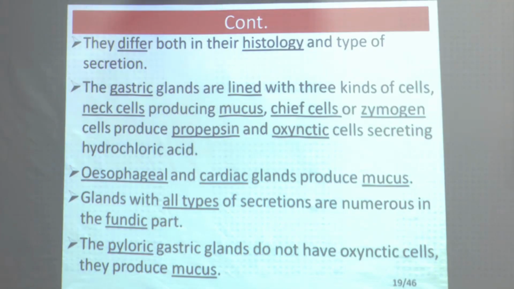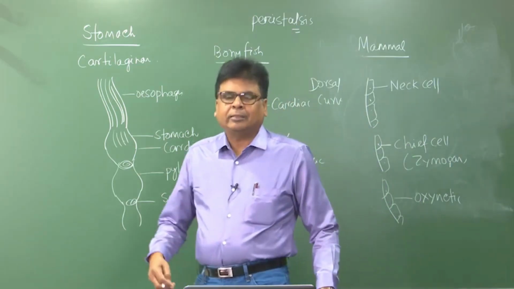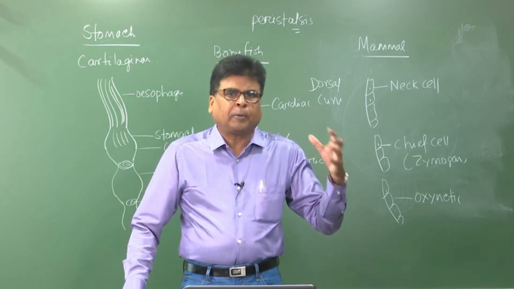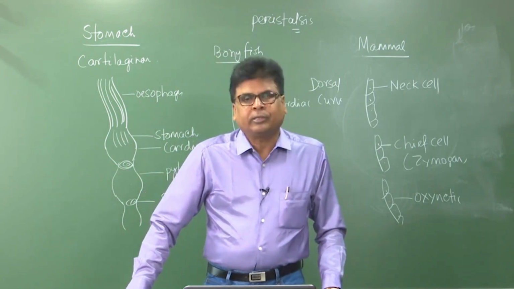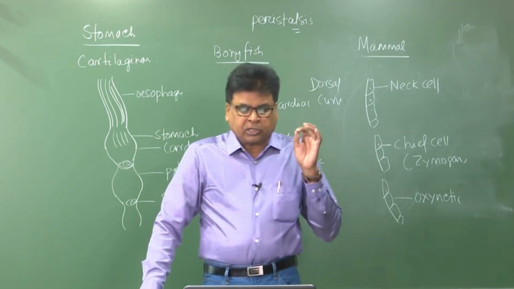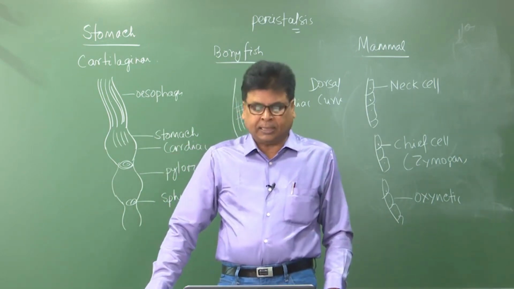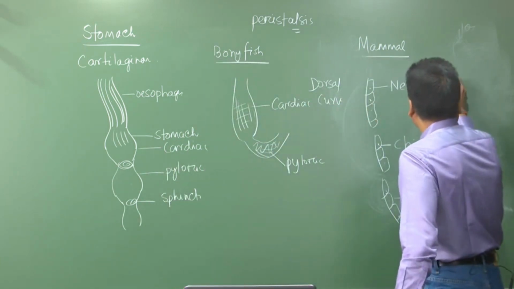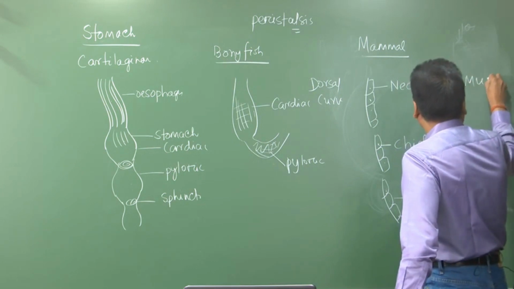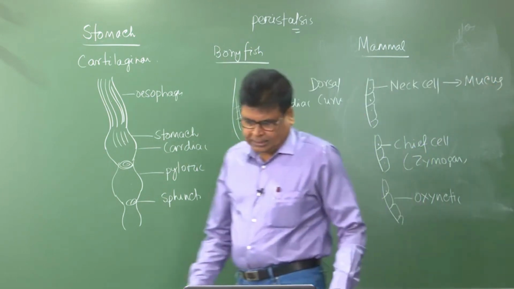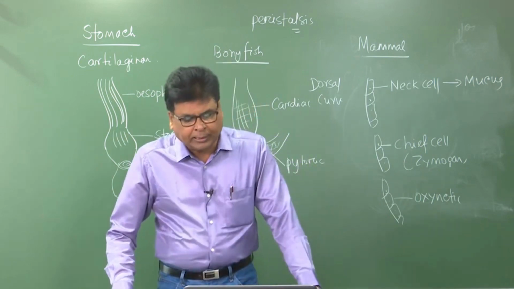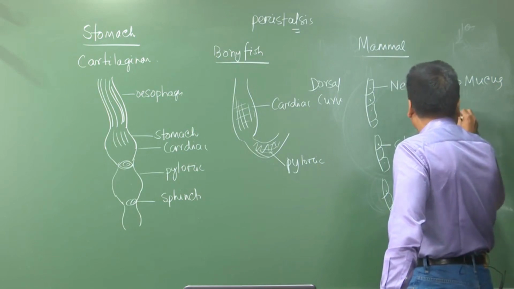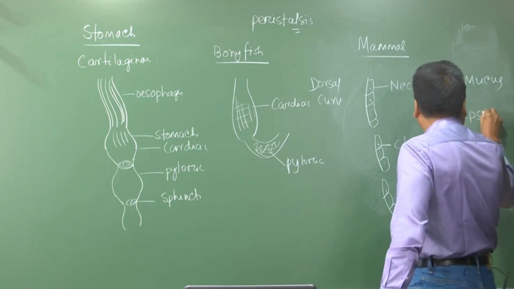As I told you, histologically they are different, meaning different types of cells are there in the gastric gland. So the gastric glands are lined with three kinds of cells. The first one is the neck cell, producing mucus. These cells are secreting mucus. The chief cells, also called zymogen cells, produce the enzyme pepsinogen.